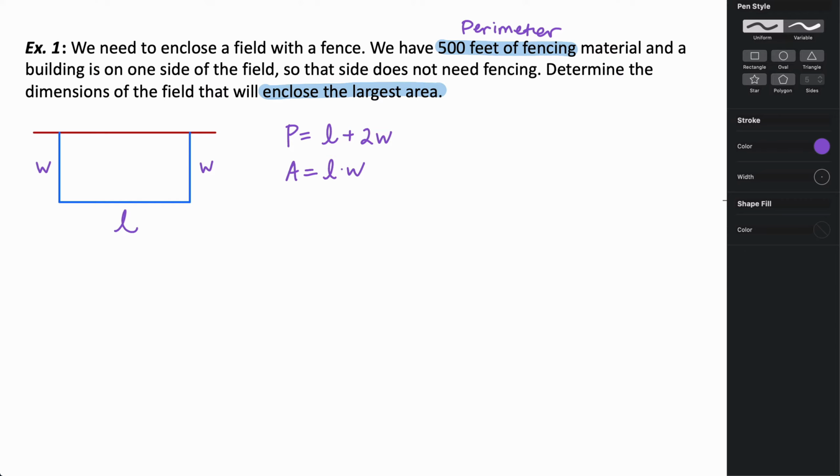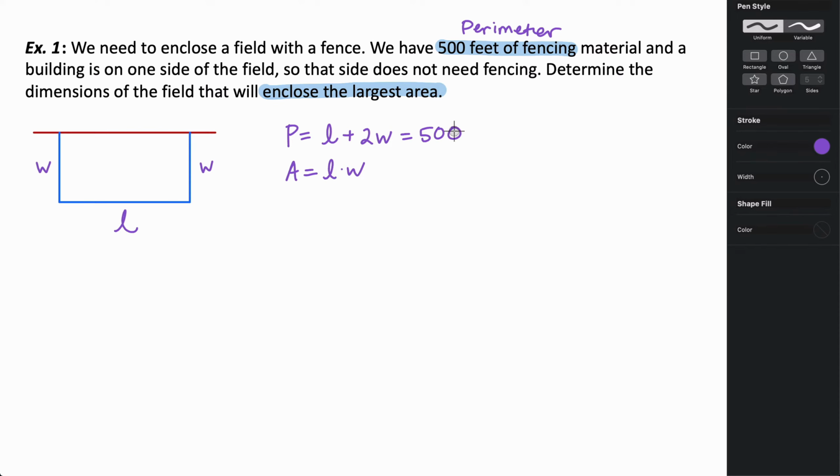Now, what is it that we're trying to maximize? We want to maximize the area, which means we're going to have to get this in terms of a single variable. So we need to use our perimeter equation to rewrite it so that we can get rid of one of our variables here. We're told that the perimeter is equal to 500 feet, so we can use that information. Let's isolate L because it's the easiest to do here, and then we will substitute that back in here.